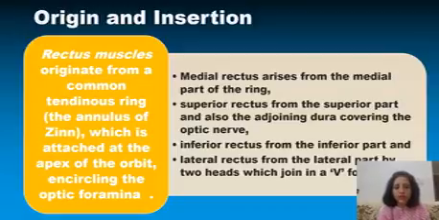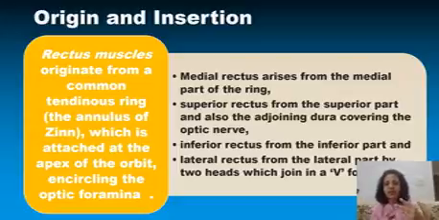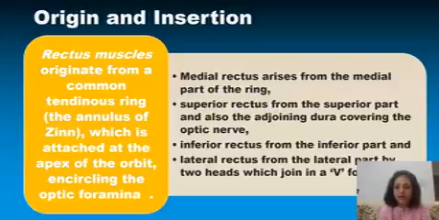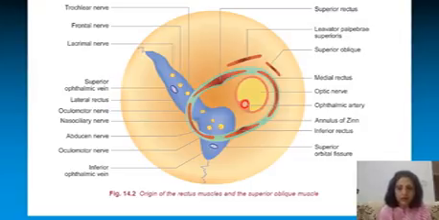The origin and insertion: all the 4 recti originate from the common tendinous ring, which is the annulus of Zinn, attached at the apex of the orbit encircling the optic foramen. The medial rectus arises from the medial part of the ring, superior rectus arising from the superior part and also from the adjoining dura covering the optic nerve, inferior rectus from the inferior part, and the lateral rectus arises by 2 heads, forming a V in the lateral side of the annulus of Zinn.